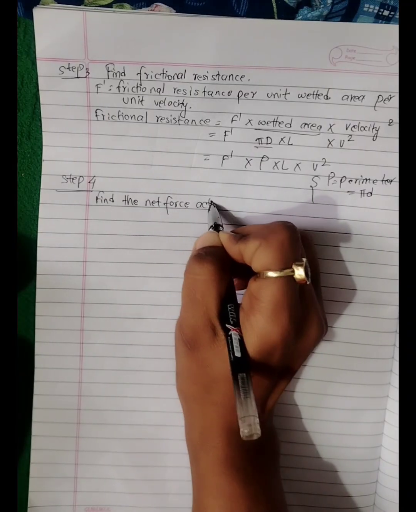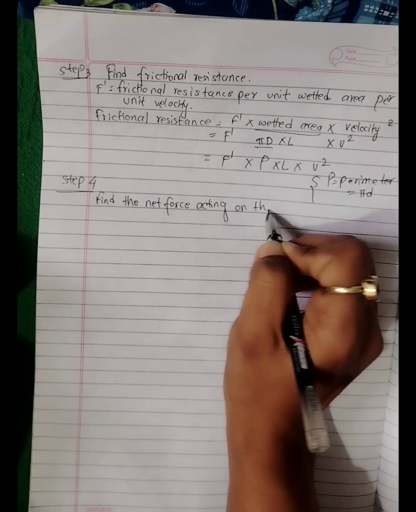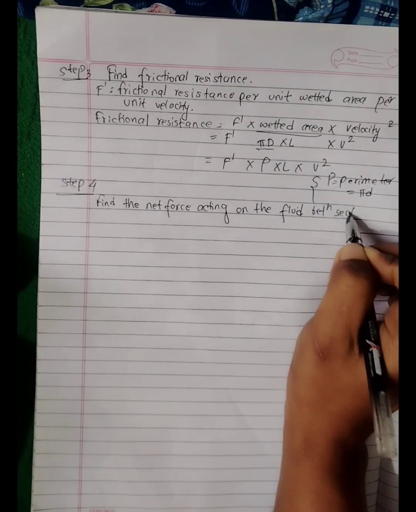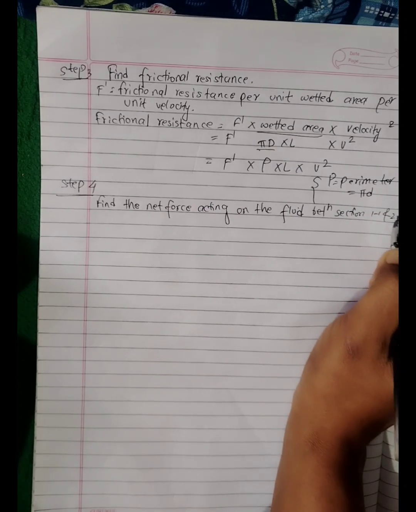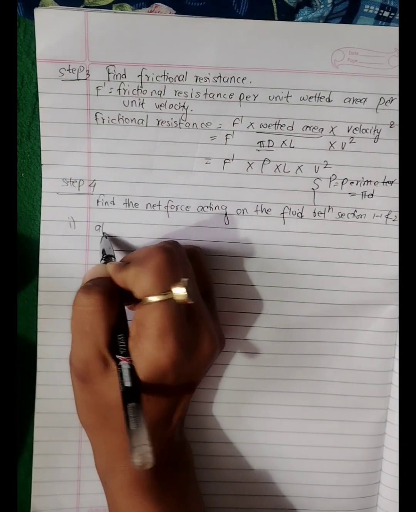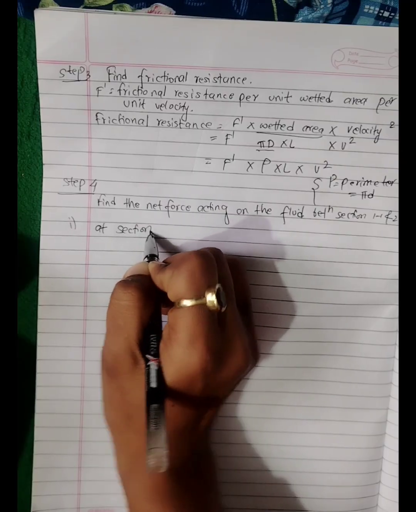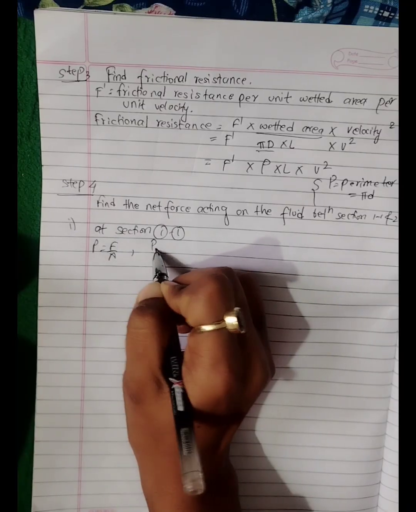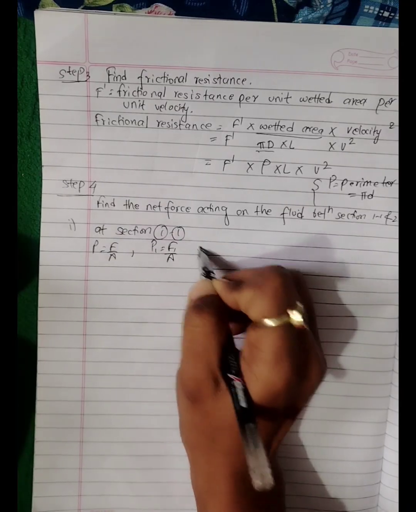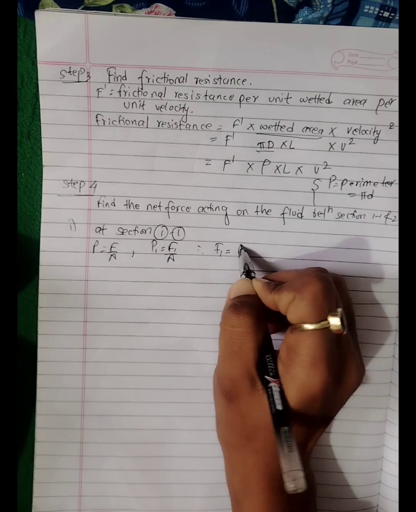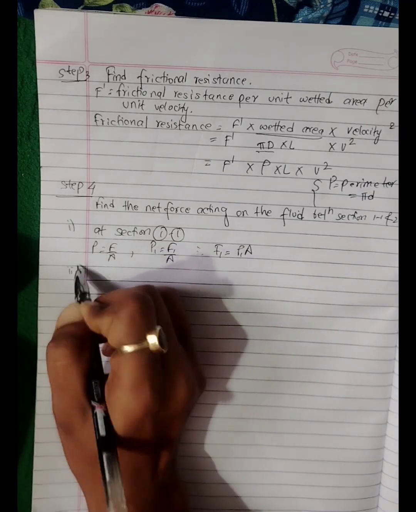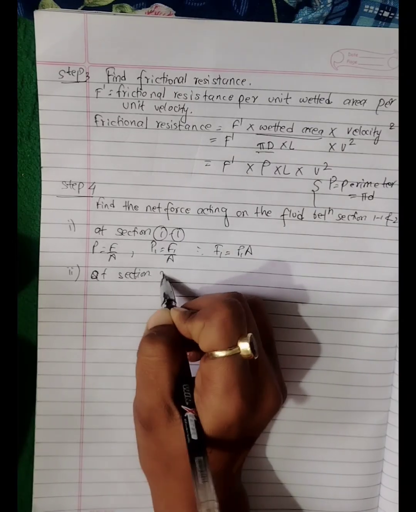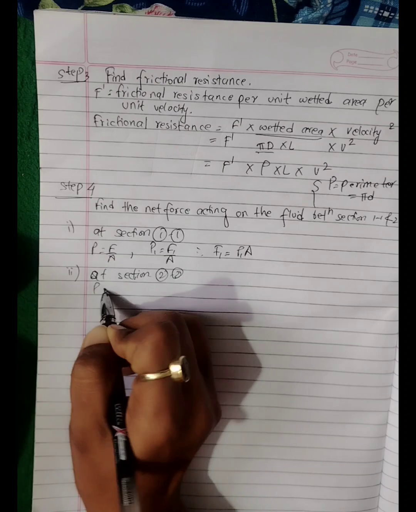Step 4 we find out the net forces acting between sections 1-1 and 2-2. First, at section 1-1, pressure equals force upon area, then P1 is equal to F1 upon A. Therefore, force F1 is equal to P1 into A. Similarly, at section 2-2, P2 is equal to F2 upon A. Therefore, F2 is equal to P2 A.